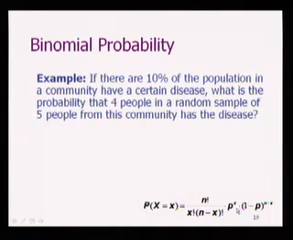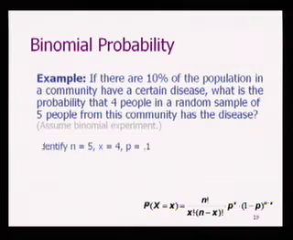What is n here? n is the size of the sample. How many trials? 5. That's right. What is p? p is 10%, right? What is x? x is actually the event of interest, right? We're interested in seeing 4 successes. So x is 4, right?